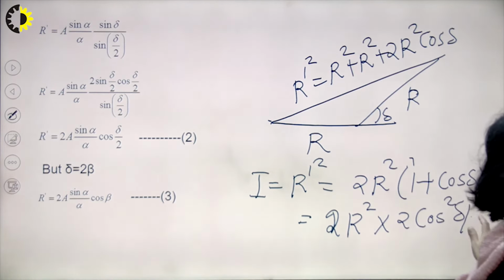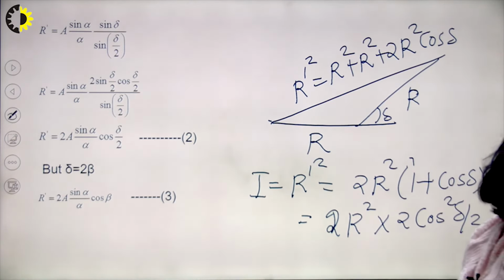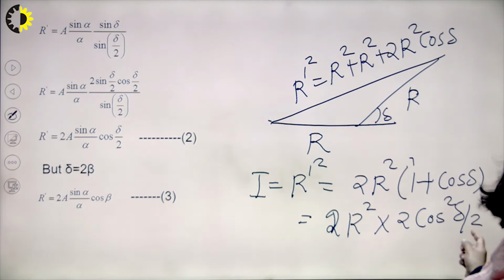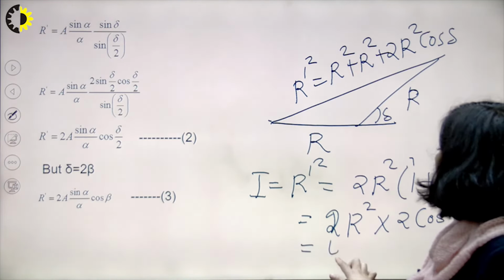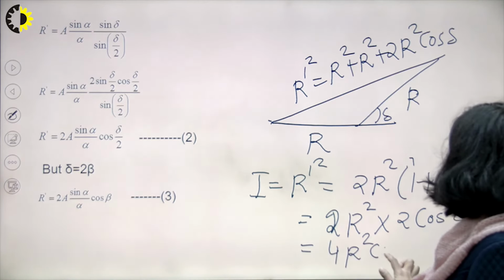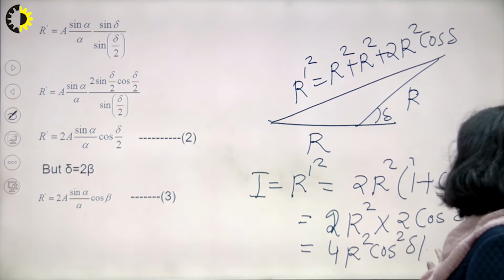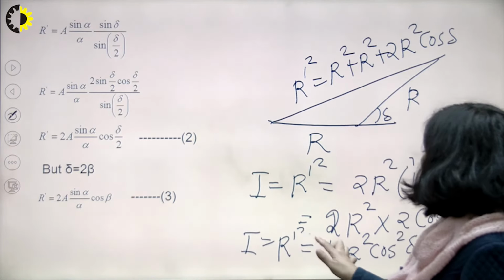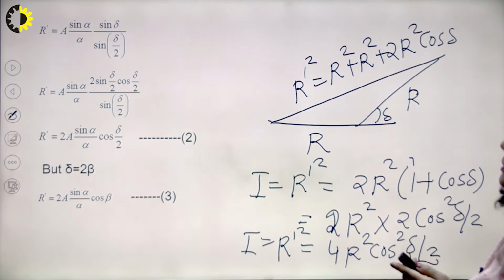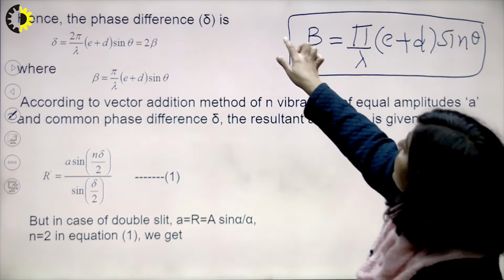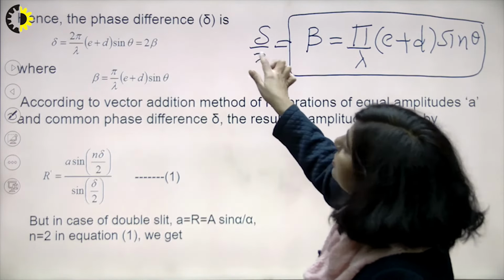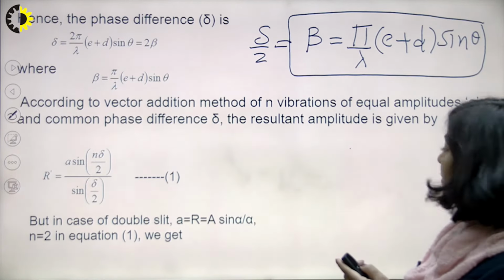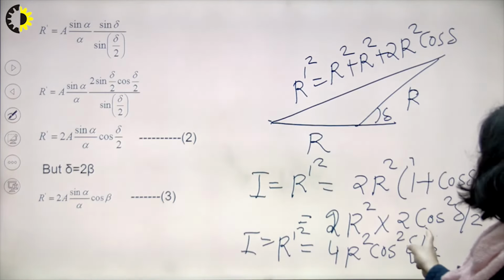Is it correct? You know, sine square of any angle is 1 minus cos of double angle upon 2, and cos square of any angle is 1 plus cos of double angle upon 2. So this will become 4R square cos square delta by 2. And you have already represented this delta by 2 with beta. This beta is actually delta by 2. So I am replacing this delta by 2 with beta.